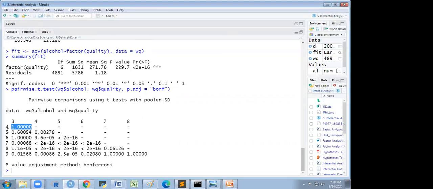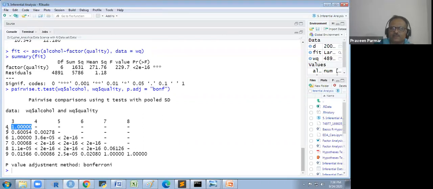Also in 3 and 5 there is no difference. 3 and 6, no difference. But in 3 and 7 there is a significant difference. The p-value is 0.00006. And 3 and 8 there is a significant difference. 3 and 9 also there is a significant difference. Does that make sense to everyone? Similarly, we can compare the other groups also.